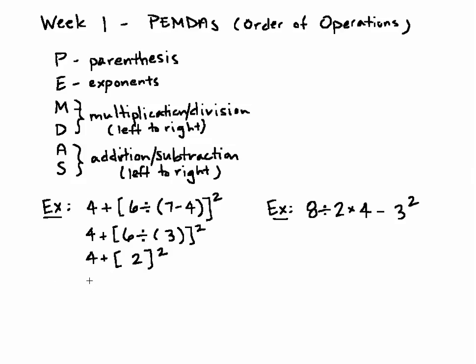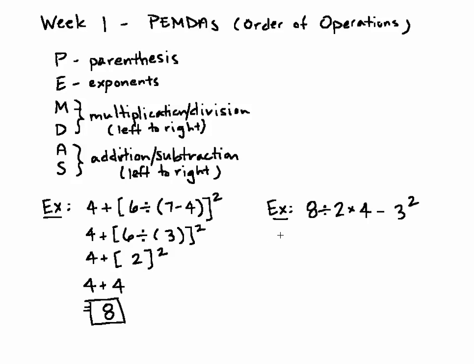And now we have exponents to evaluate. 2 squared, that's 2 times 2 is 4. So now we're left with 4 plus 4, which is 8. So 8 will be our final answer for this expression.